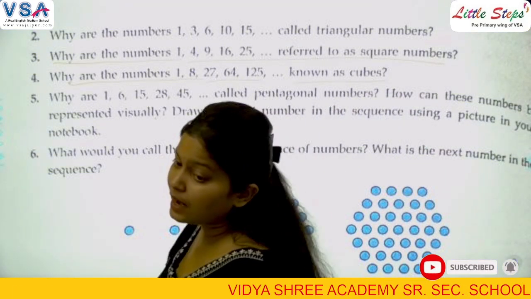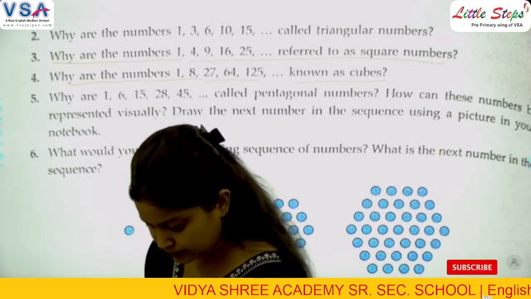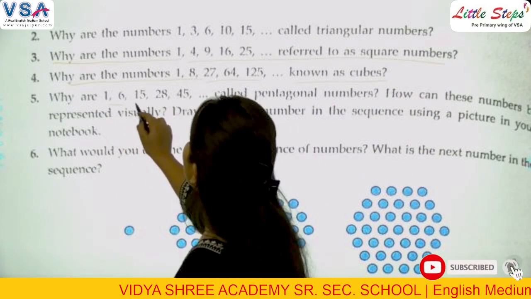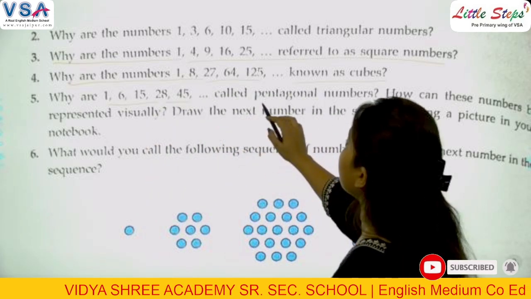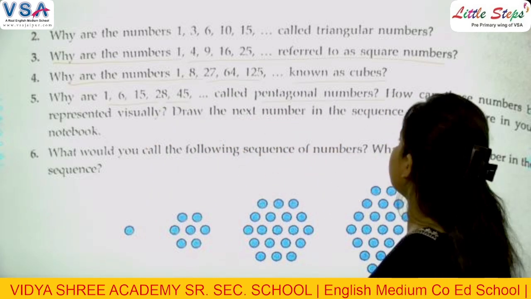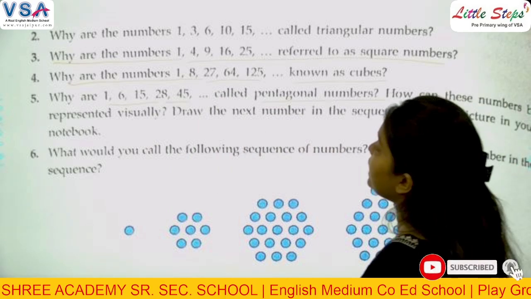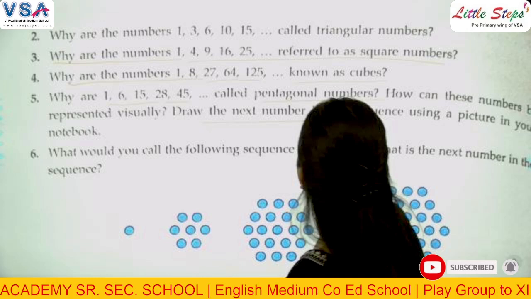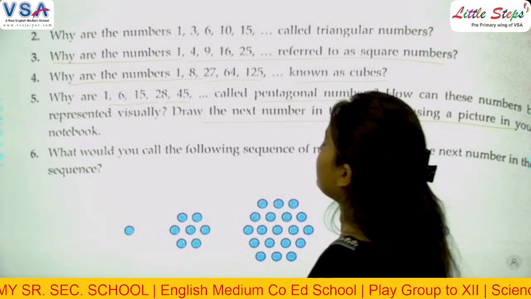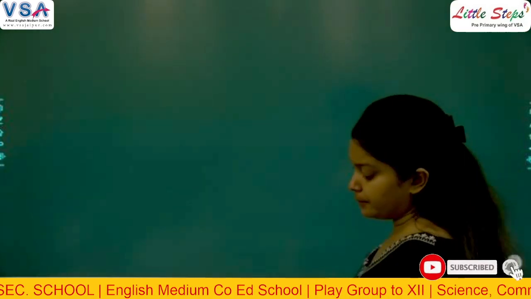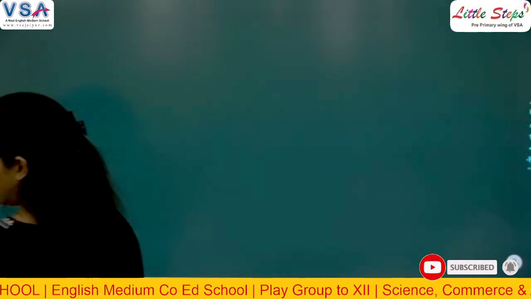This is the last question we will do of this exercise. Why are 1, 6, 15, 28, 45 called pentagonal numbers? How can these numbers be represented visually? Draw the next number in the sequence using a picture in your notebook. Okay, so let's do this.